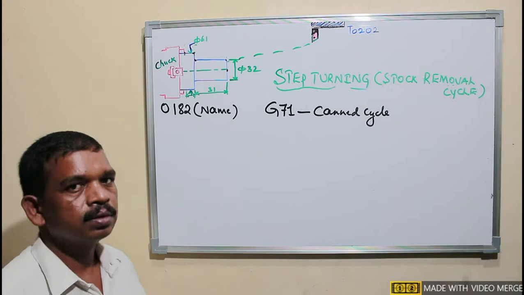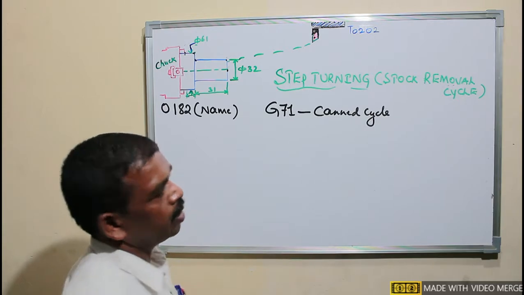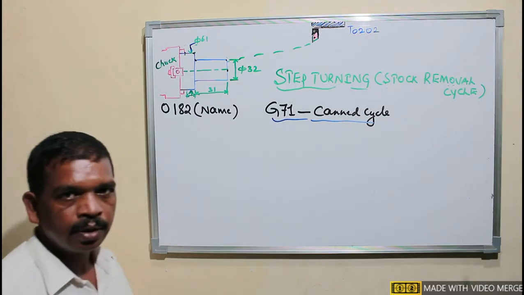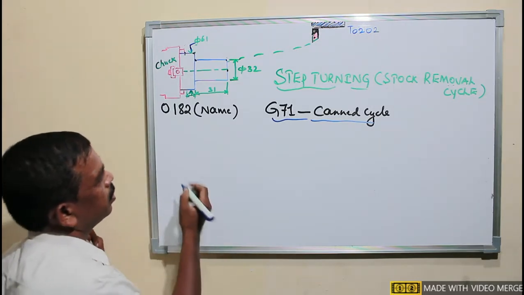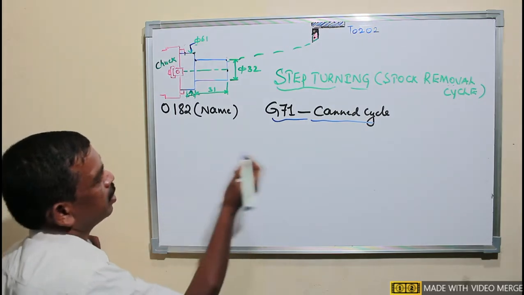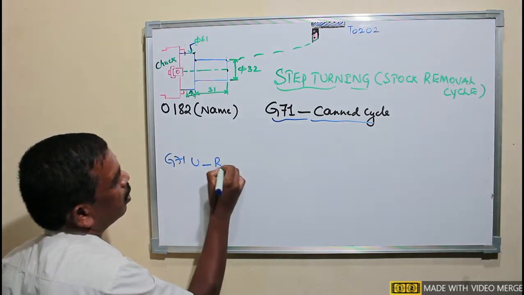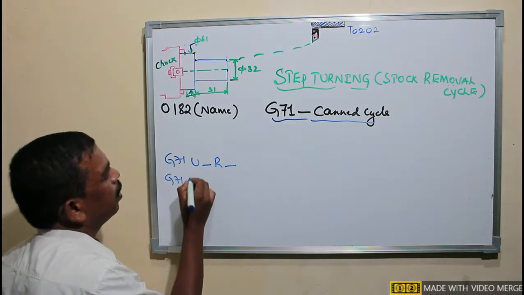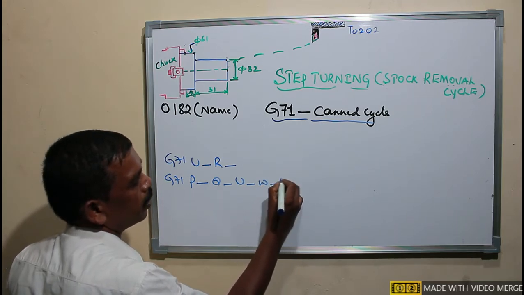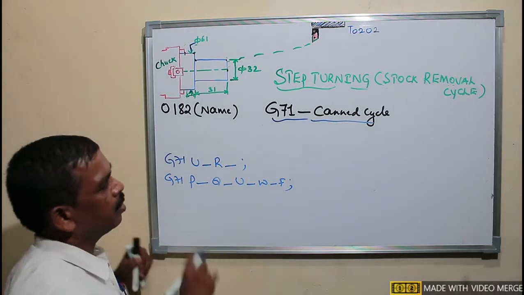So today I would like to explain the procedure for writing step turning by using the stock removal cycle, that is the CAN cycle, that is G71. As you know, there is one format for the stock removal cycle: G71 U something and R, and then G71 P Q U W and F, end of block. So this is the programming format for our stock removal cycle.